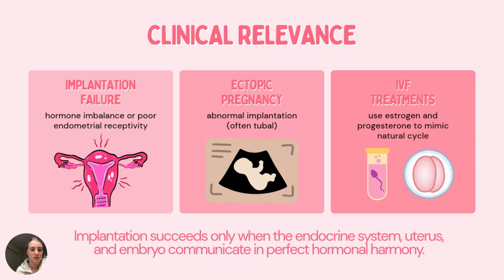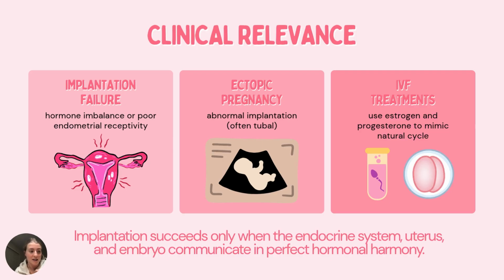So this first picture on the left is just an angry uterus because the endometrial receptivity is low. And then there's also what's called an ectopic pregnancy. This is when the embryo implants outside of the uterus, often in a fallopian tube or even in the abdominal cavity. And that happens when hormonal signaling is abnormal.